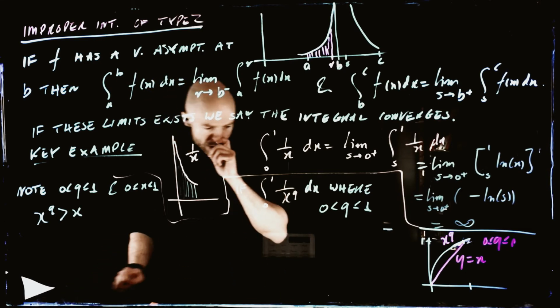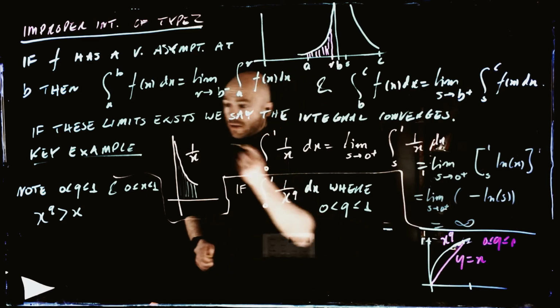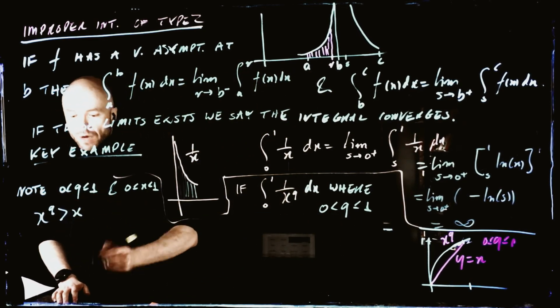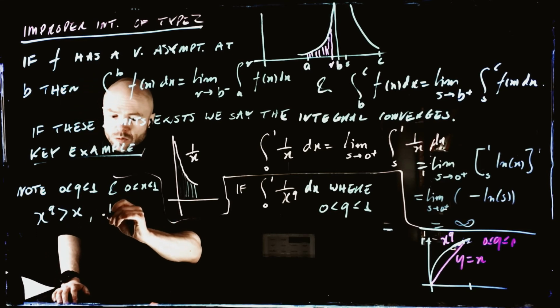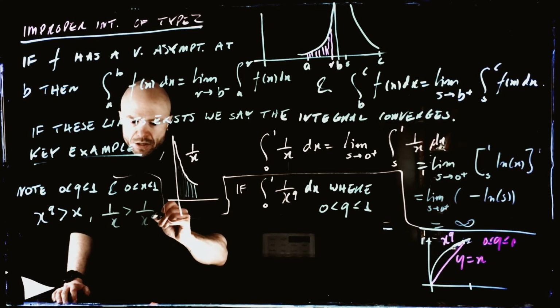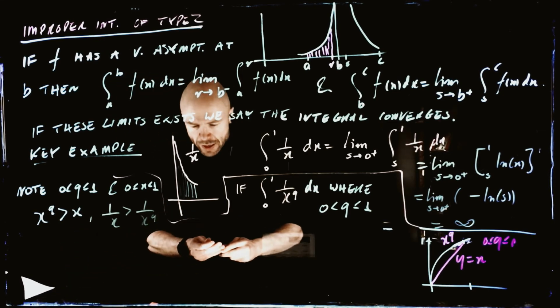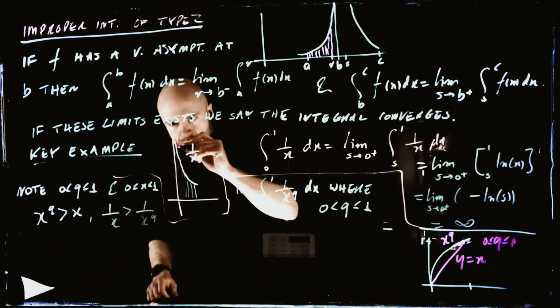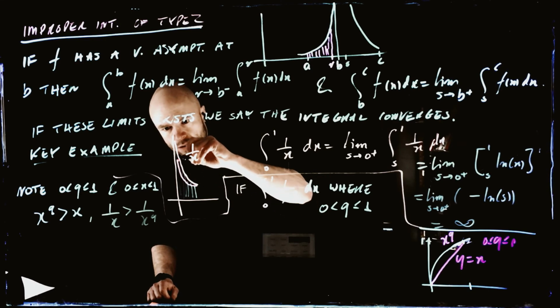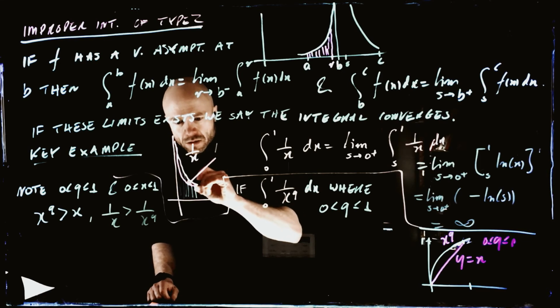Okay, cool. So this will work for q between 0 and 1, because then we have that 1 over x is bigger than 1 over x to the q. So 1 over x to the q lives underneath the graph, right? So 1 over x to the q lives underneath like this. This is 1 over x to the q.